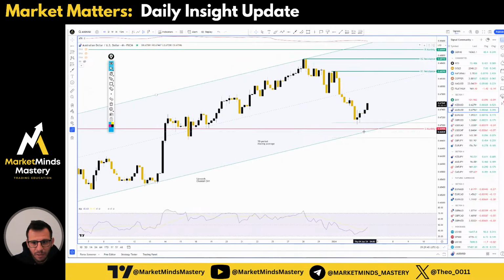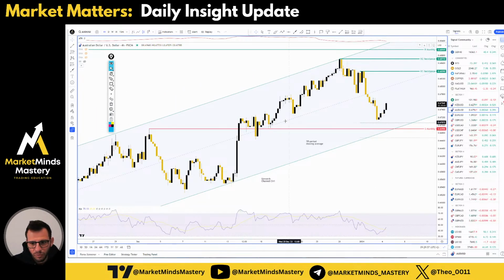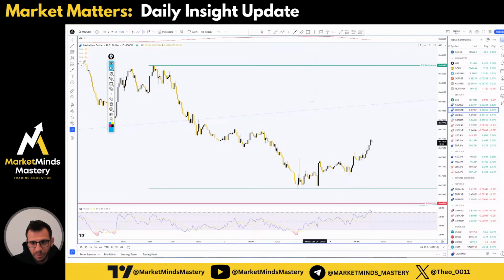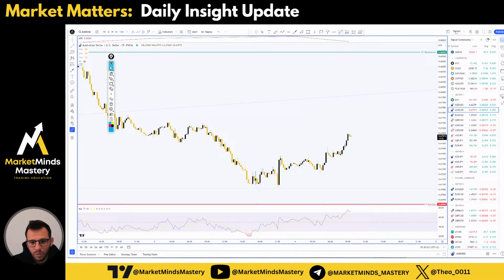If we drop down to the 4-hour chart, is there a trend line that can be drawn? There is a trend line, but we need to break above this trend line on the 4-hour chart to look for longs. If we drop to the 15-minute chart, the market already started making higher highs and higher lows.